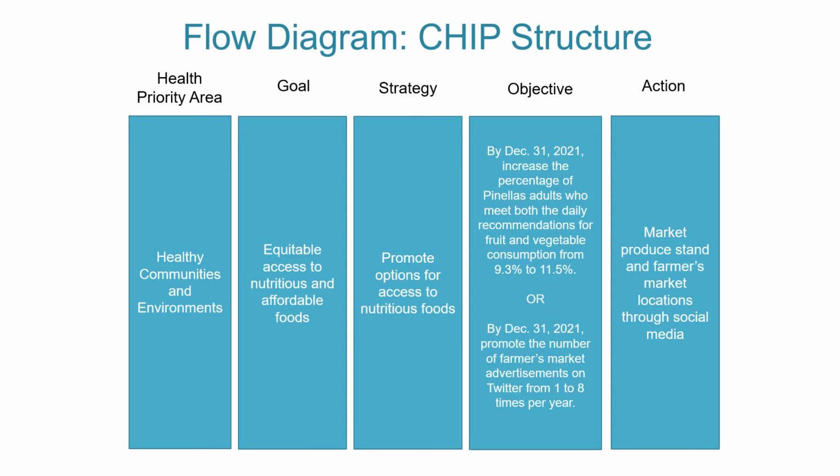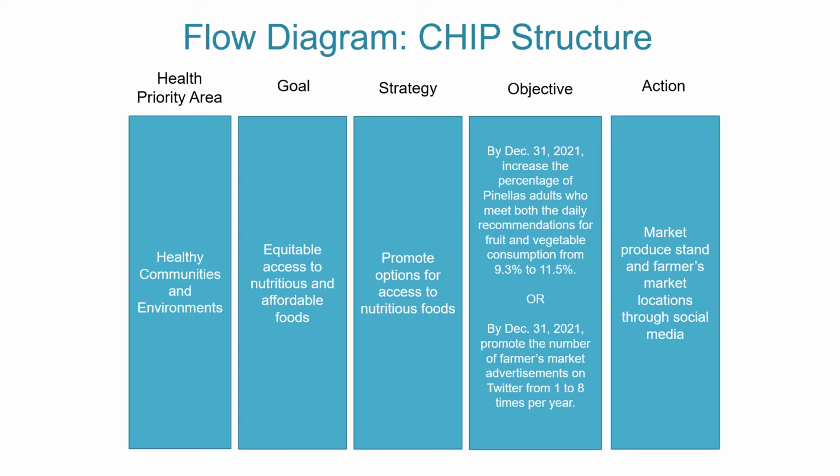Although we touched upon a CHIP structure in previous lessons, I want to include this diagram just to help reiterate the proper flow. Starting on the left side, we begin with healthy priority area. We move to goal, strategy, objective, and action. Please remember that we can have multiple priority areas in a CHIP. We can have multiple goals for every priority area, multiple strategies for every goal, multiple objectives for every strategy, and multiple actions for every objective.